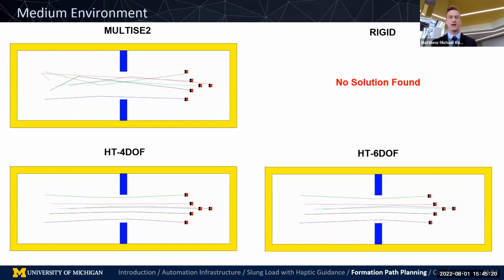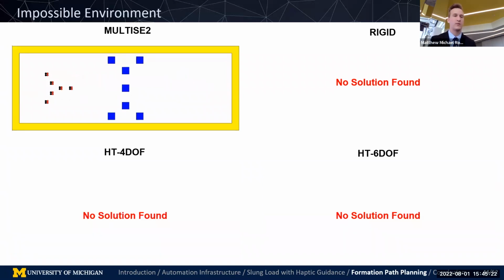And finally, for the last environment, I'm calling this the impossible environment because there's no way that we can maintain a formation while going through this. The multi-SE2 is the only one able to find a solution.